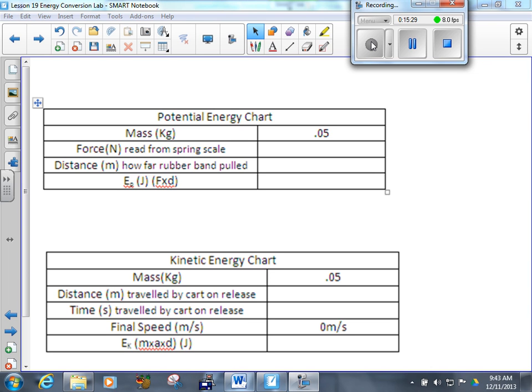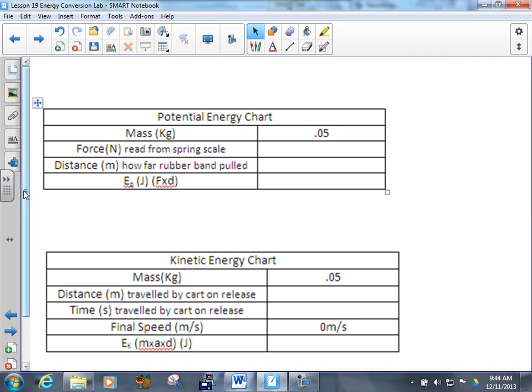You guys follow me there? So you don't need to calculate acceleration 4 times. Average your distance and time, use the averages to calculate the average acceleration of the cart. Does everyone follow there? So, now, guys, things you're going to want to have in there. For your potential energy chart, it doesn't matter if you do it this way or not: force from the spring scale, distance, energy is force times distance.